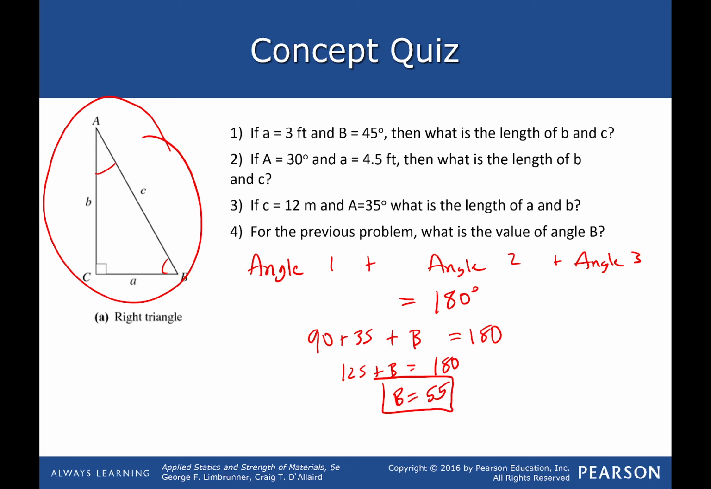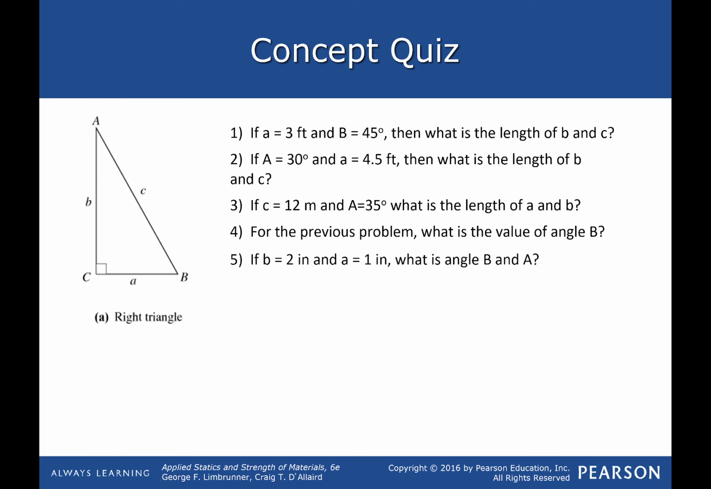Okay, now let's keep on going. We're going to finish all these, and then we'll stop here and continue next time. Okay, if B is equal to 2 inches and A is equal to 1 inch, what is angle B and A? So let's do this right there. That's 1. That is 2. I got those. What is angle B and A?